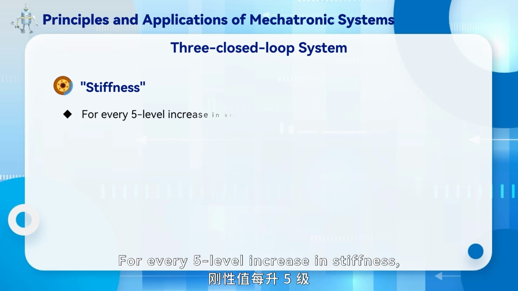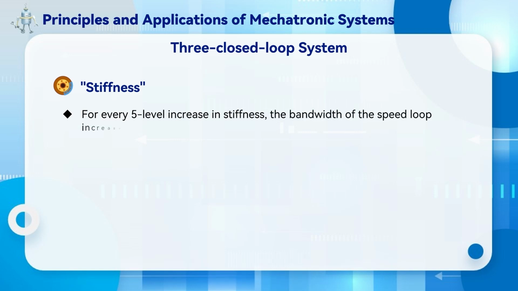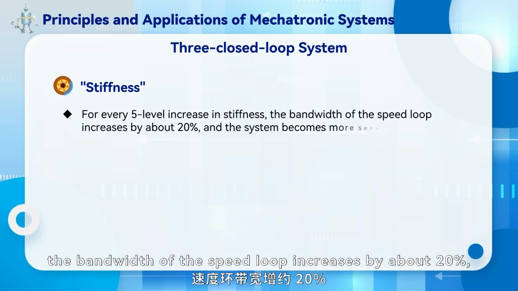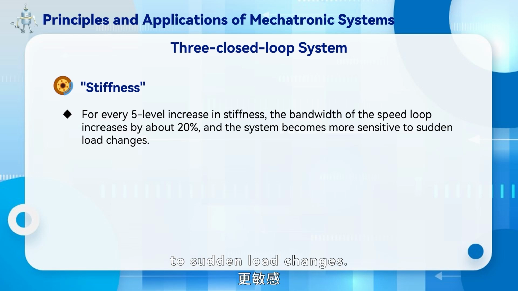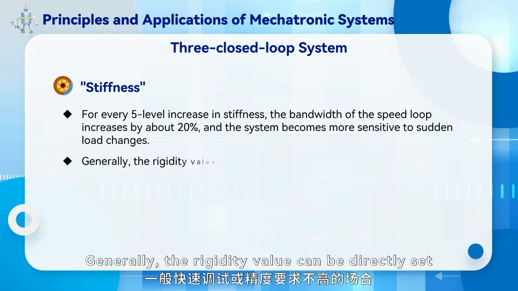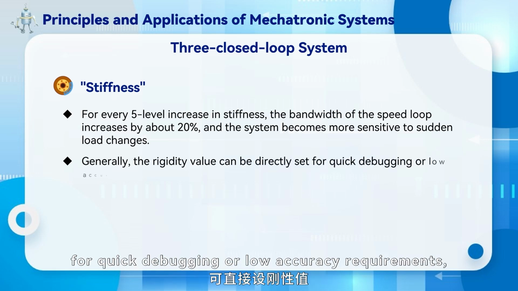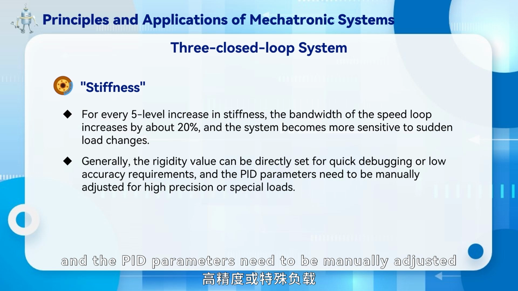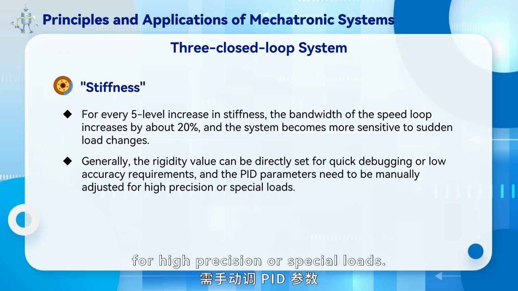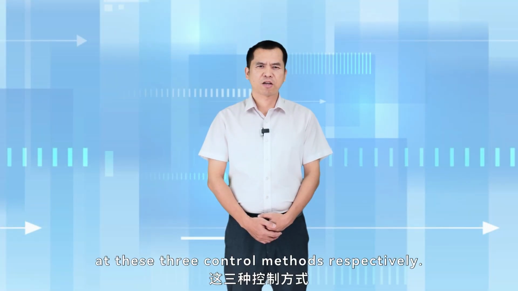For every 5-level increase in stiffness, the bandwidth of the speed loop increases by about 20%, and the system becomes more sensitive to sudden load changes. Generally, the rigidity value can be directly set for quick debugging or low accuracy requirements, and the PID parameters need to be manually adjusted for high precision or special loads. Next, let's take a look at these three control methods respectively.